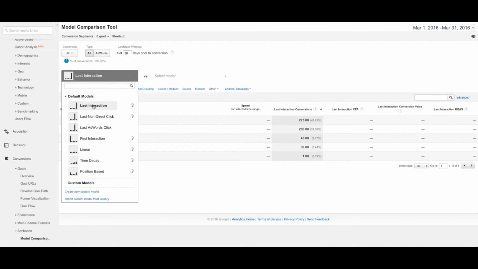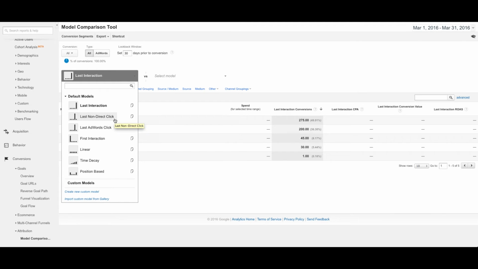So in a last interaction attribution model, 100% of the credit for a conversion is given to the last channel that led to the visitor arriving on the site. So in this particular case where the customer starts at AdWords, then social, then email, then a direct visit to the website, the direct channel would be the last interaction and would be given 100% of the credit.